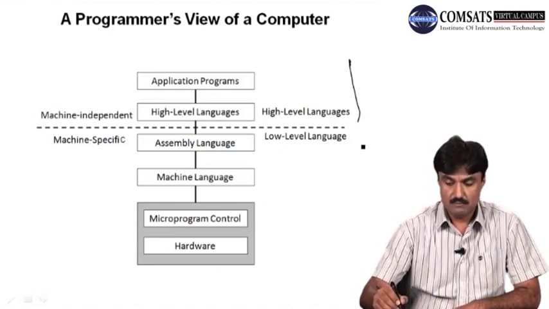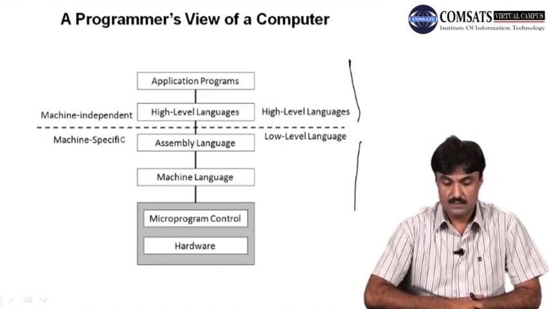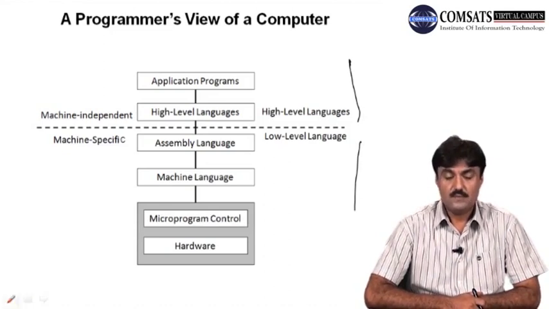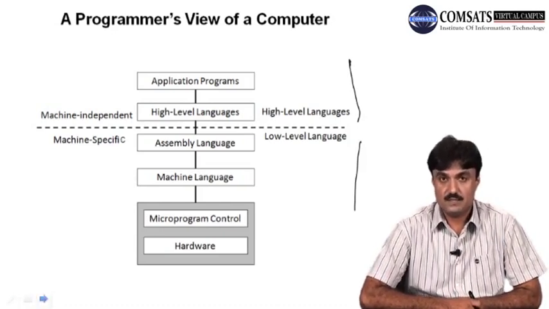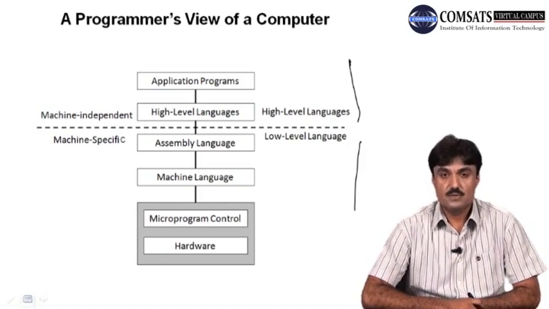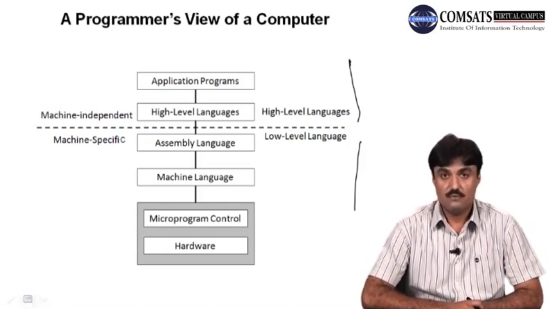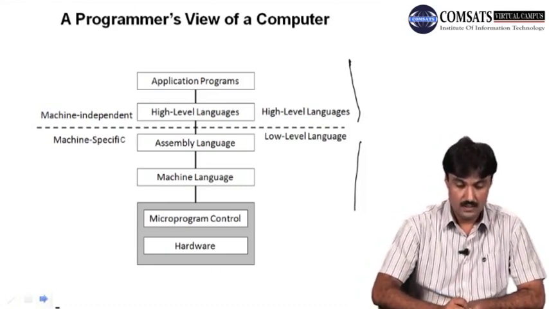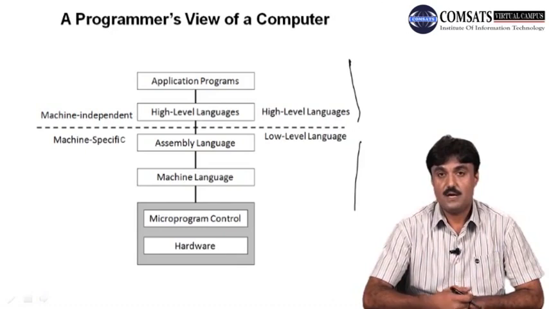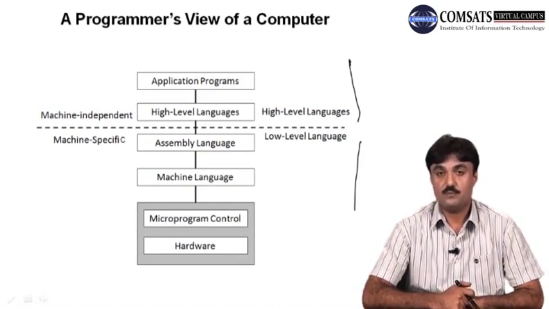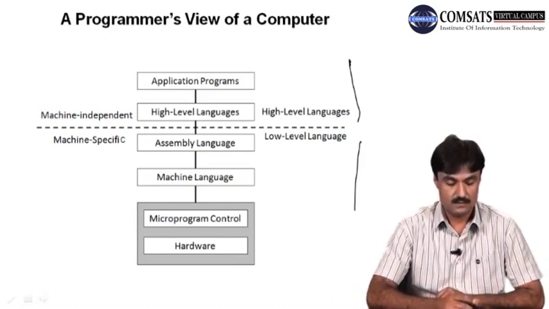Now below this line there are low-level languages, and these low-level languages are machine specific. For example, for IBM PC their architecture is different, so whatsoever program we write for those machines will be for those machines only. Now we will discuss this programmer's view of a computer, or how these programming languages interact with the computer, or how we can program different architectures in the next slides.